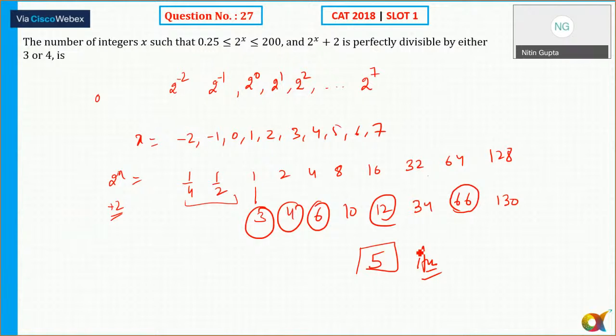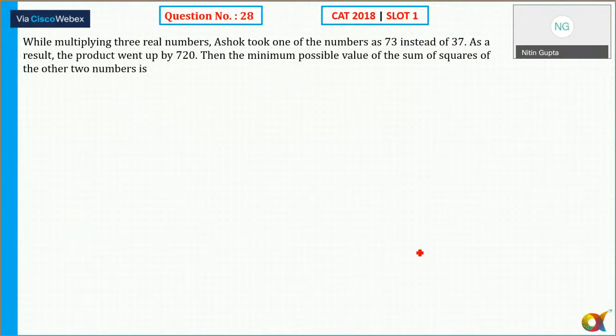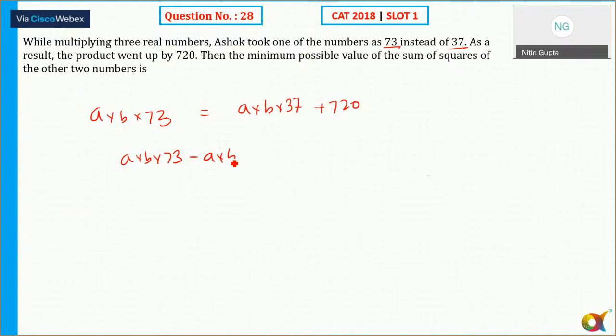Now, question number 28. When multiplying 3 real numbers, Ashok took one of the numbers as 73 instead of 37. So A into B into 73. As a result, the product went up by 720. So this is equal to A into B into 37. Instead of 37, when he took 73, the product went up by 720. So A into B into 73 minus A into B into 37 is equal to 720.